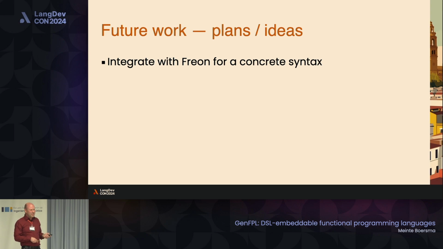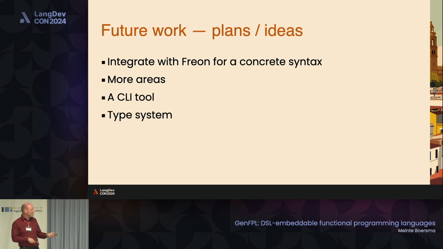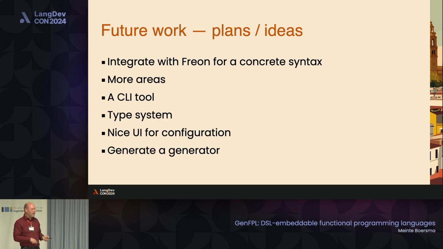First priority would be integrating with Freon. Implement more of these areas. There are now 2 or 3 areas that I implemented, and I want to do the whole screen. A CLI would be nice. An actual type system, so I'm looking very much at types here and integrating that. It would be nice to have a UI for this configuration, so that you can just click it together. And an idea that popped up yesterday is maybe, instead of generating an interpreter, to generate a generator. That was your idea, also for performance reasons.